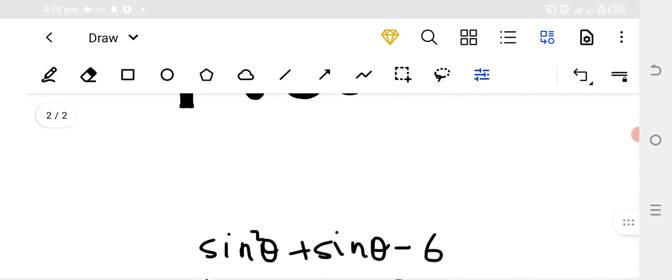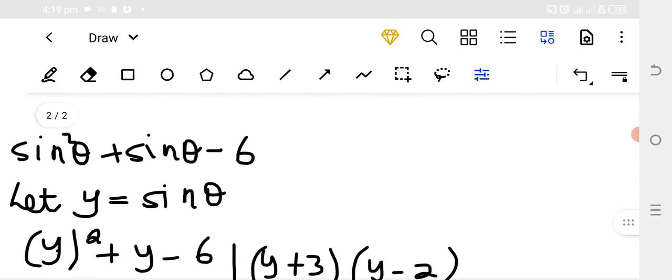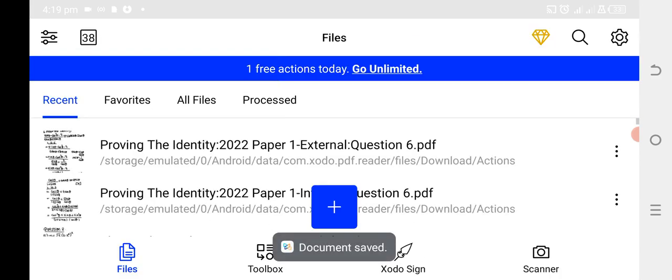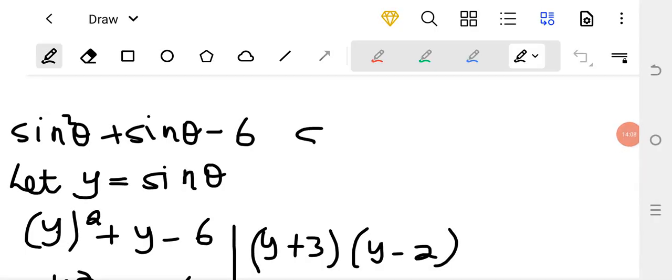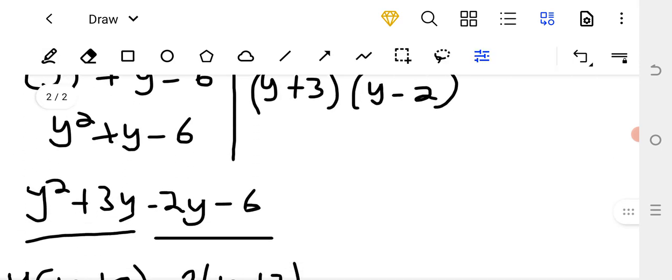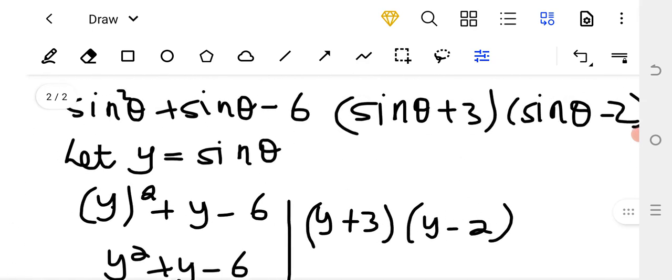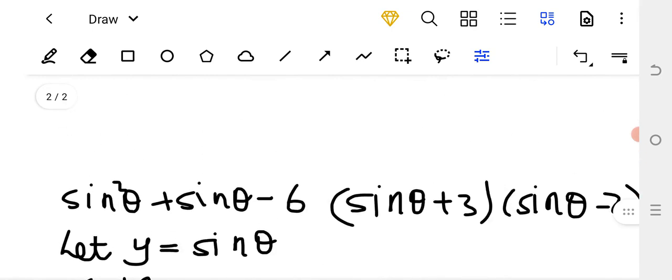And then we said we can write it, for example, as sine theta plus 3 multiplied by sine theta minus 2, instead of doing what we did, okay? So I just wanted to give that explanation so that people can be clear. Otherwise, the video was done a long time ago.